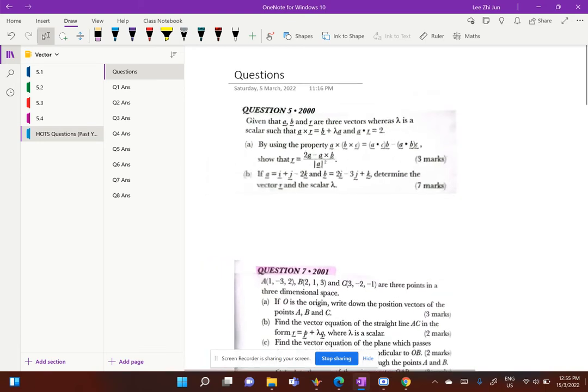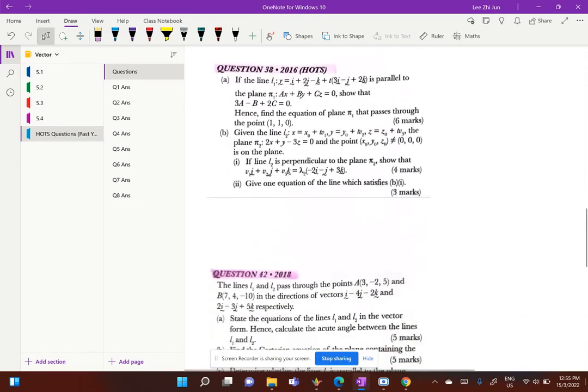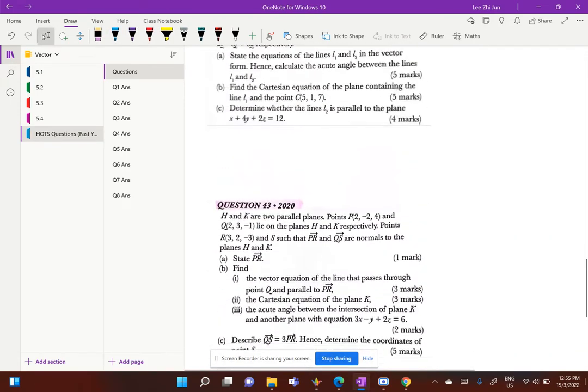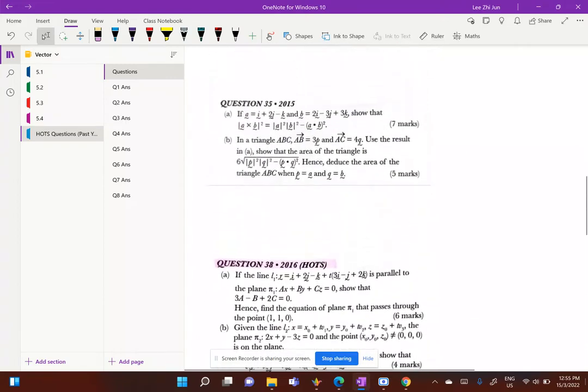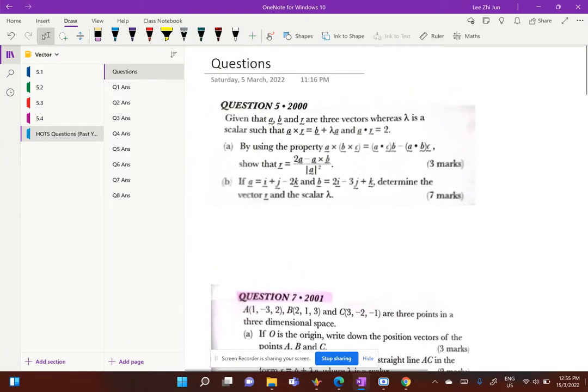So okay, I just go straight to the questions. Today I prepared eight questions, which I think are not very hard, but they have some special techniques to do. So let's start with question one.